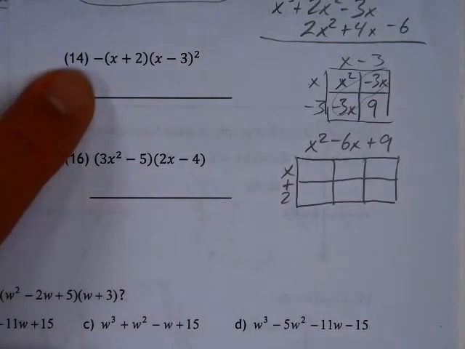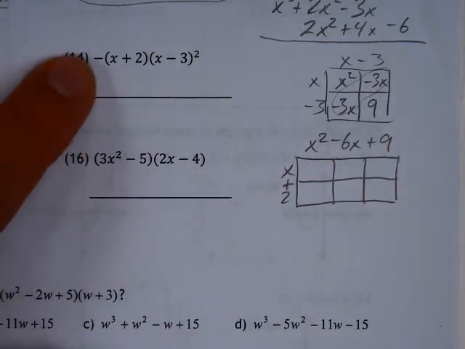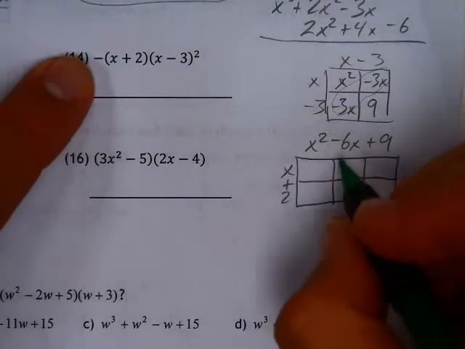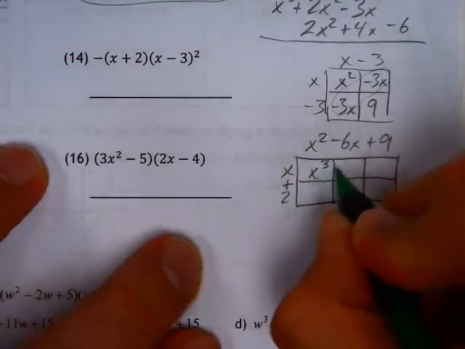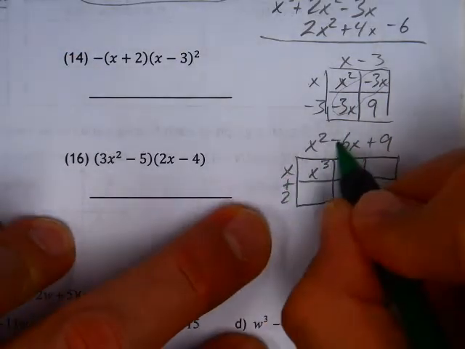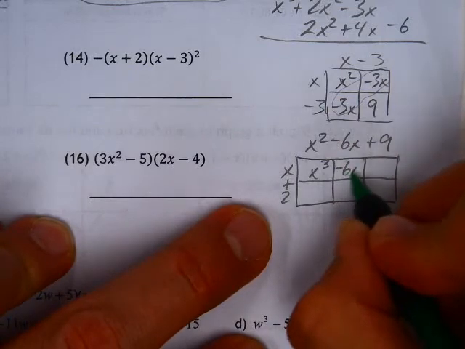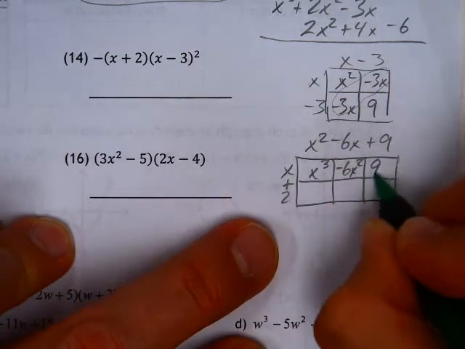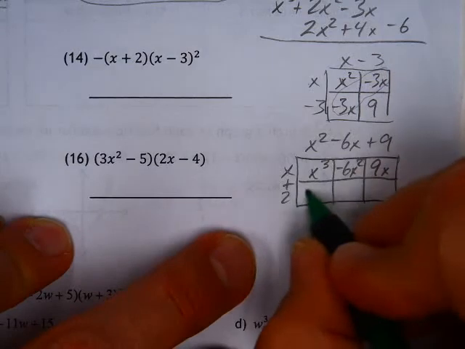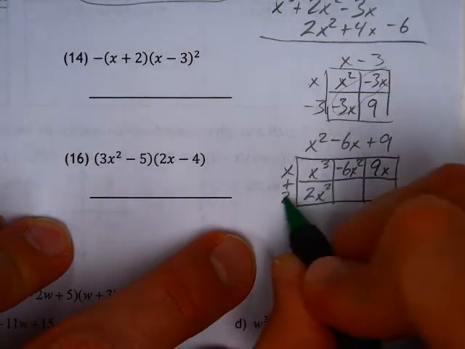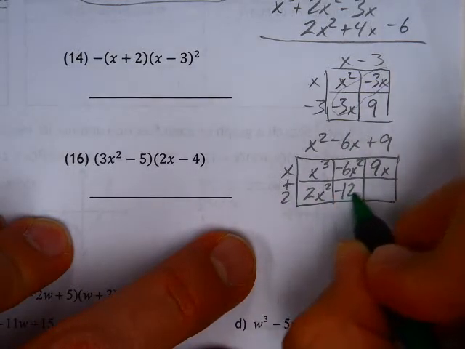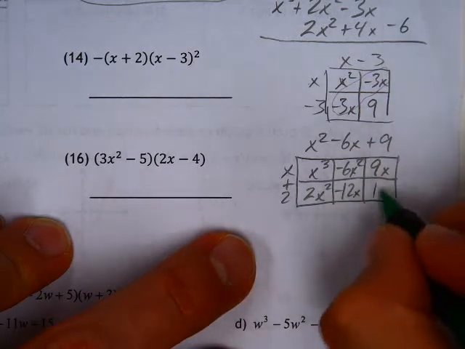And I know some of you are thinking, well, what about that negative? Don't even worry about it just yet. We'll get to that. This is an x to the third power. x times negative 6x is a negative 6x squared. That's a 9x. That is a 2x squared. 2 times negative 6, negative 12x, and then an 18.